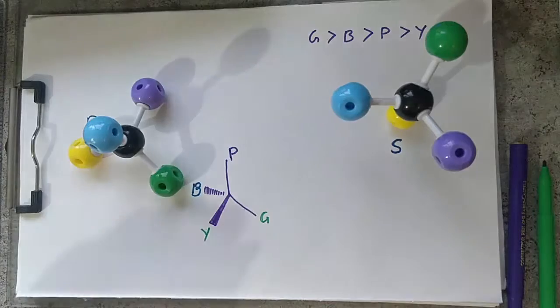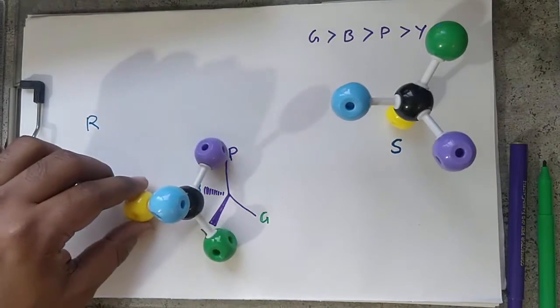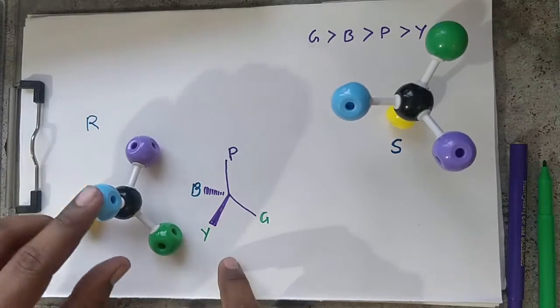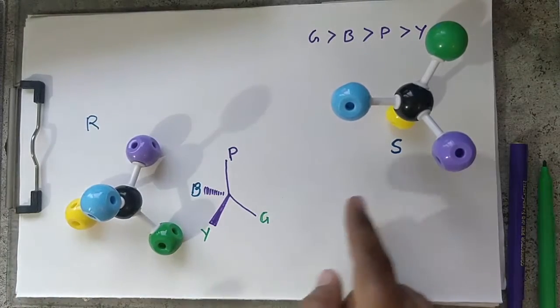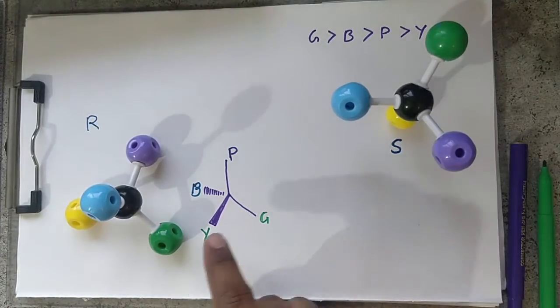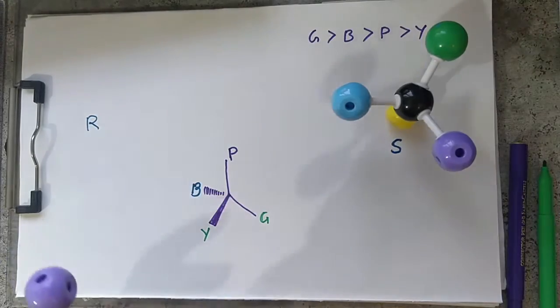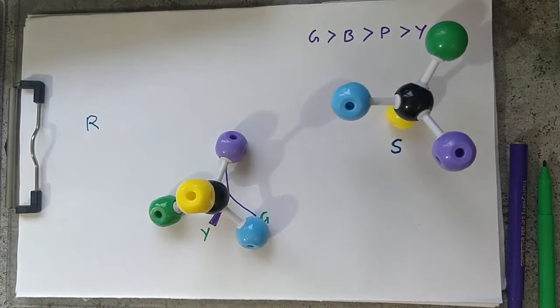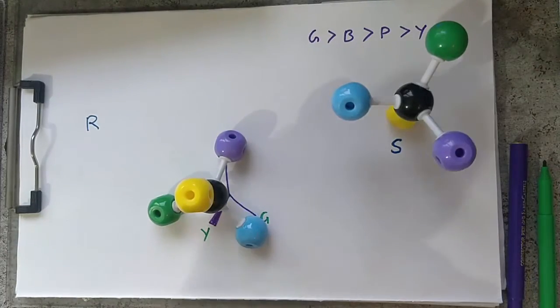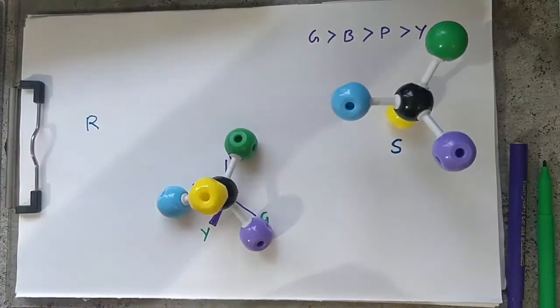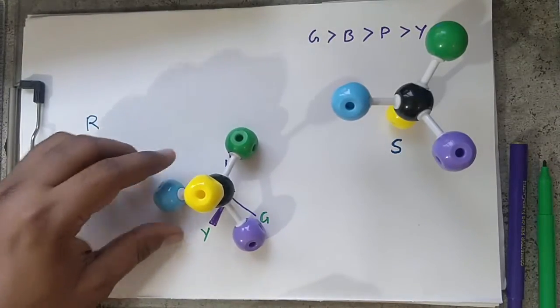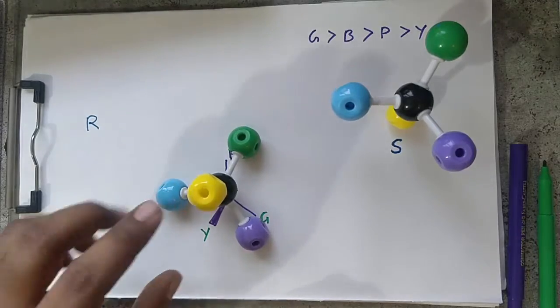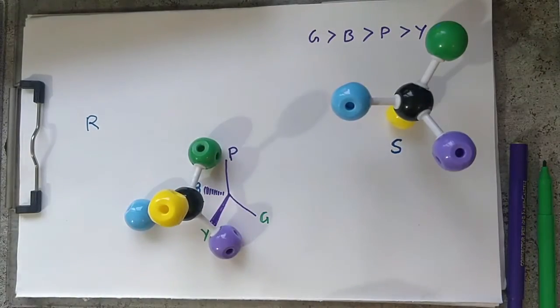Same thing for this. So that means if I am able to fit this into this diagram, then this will belong to R configuration. Or if I am able to fit this into this configuration, then this will belong to S configuration. Let's try. Yellow has to be on the top, so this is the way to do it. Blue has to be at the back, so this. Once we fix these two, what we see here is the purple position is actually taken by the green one, and the green position is taken by the purple one.